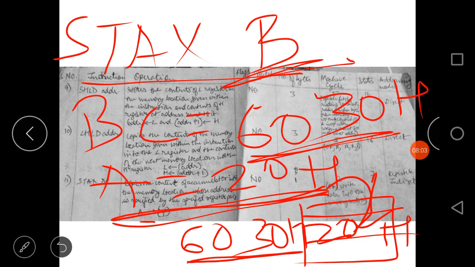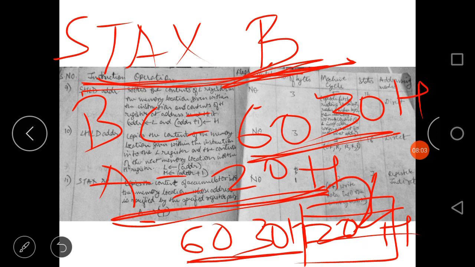And the number of bytes of the instruction: as you can see, in STAX RP there is no extra hexadecimal number mentioned in the instruction, so the instruction will be 1 byte only, that is the opcode of the instruction. Now how many machine cycles are needed for the execution of this instruction?